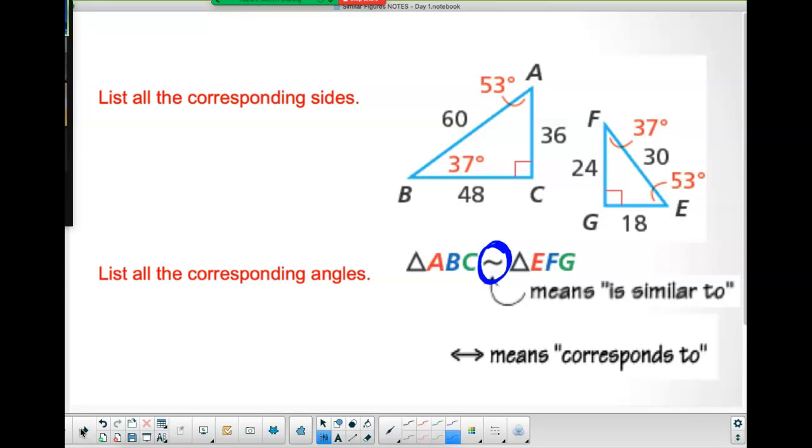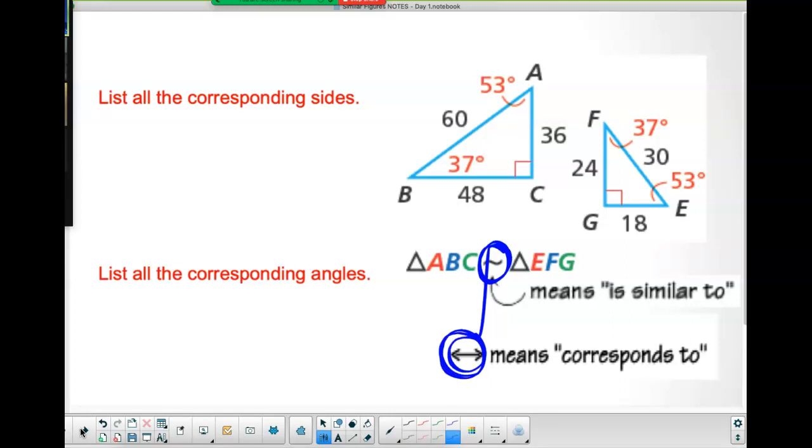In math, we use a lot of shorthand writing, so we don't have to write everything, because we like to be simple. We don't want to write all those words. Our hands may fall off. So we just use a squiggly line instead of writing is similar to. But that does require that you remember that that means is similar to. And then this double-sided arrow means corresponds to.